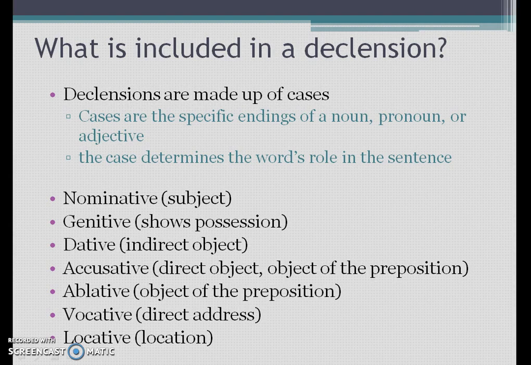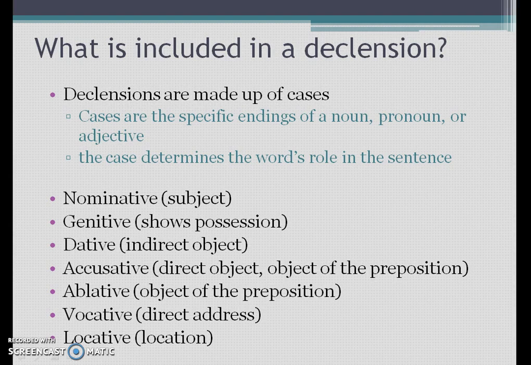Vocative is direct address. So if you are directly speaking someone's name, the most famous example is Julius Caesar saying "et tu, Brute." Now he's talking to a guy named Brutus, but he calls him Brute. That is the use of the vocative. Locative shows location. So when you are learning your declension endings, the only time you will see locative is with certain location names. It's not used very commonly. Those of you in Latin 1 and 2, you probably haven't even seen it yet.